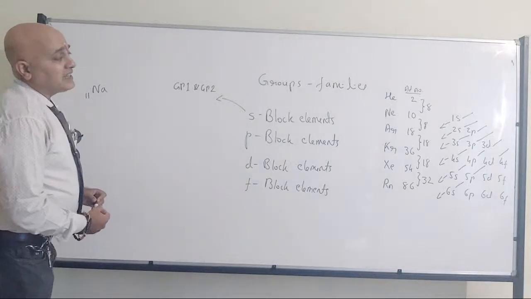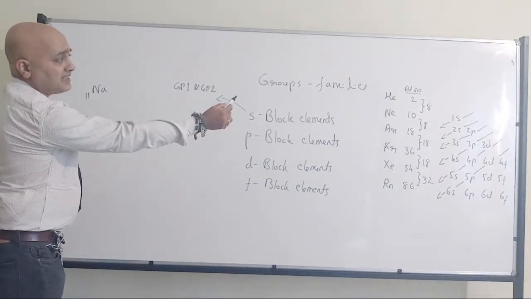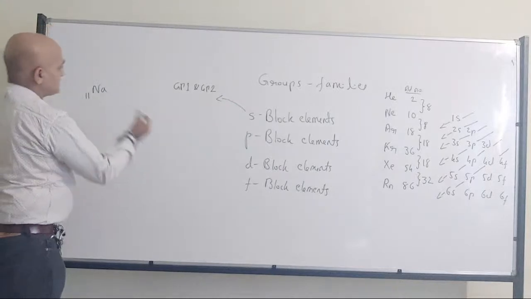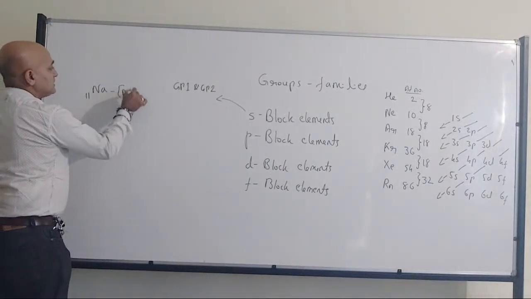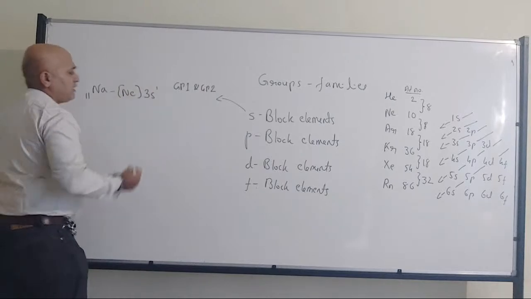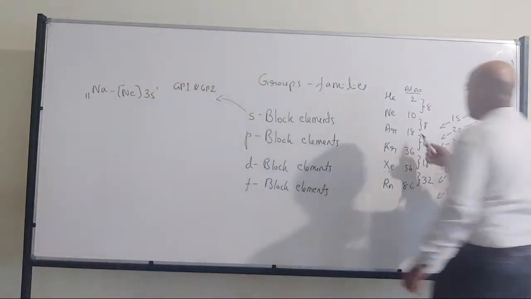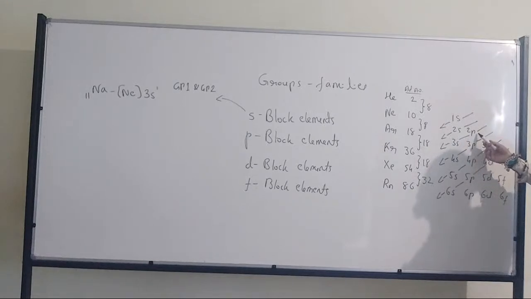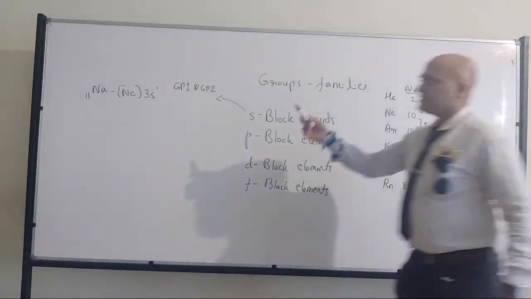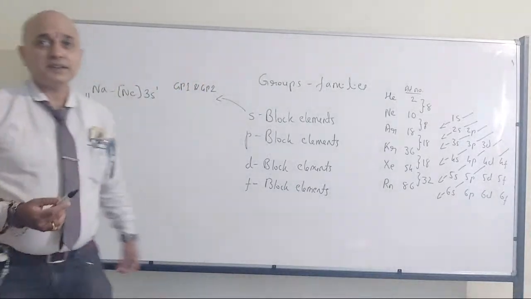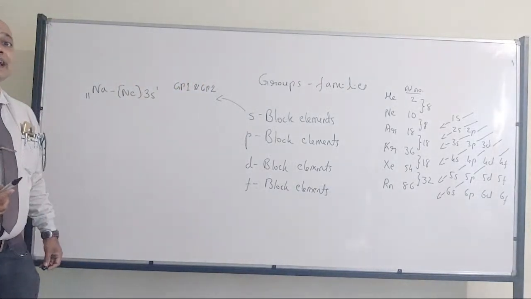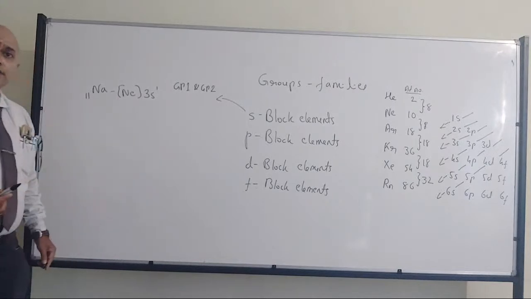So sodium, it is 11, which is near to neon. Neon is having one less. So I will write it as neon 3s1. Why am I writing 3s1? Because when I am talking about neon, up to here, it is done: 1s2, 2s2, 2p6. When I write neon in this square bracket, I have written the electronic configuration up to here. So after that it will be 3s. So just 3s1 I have written. Fine. All of you will agree?